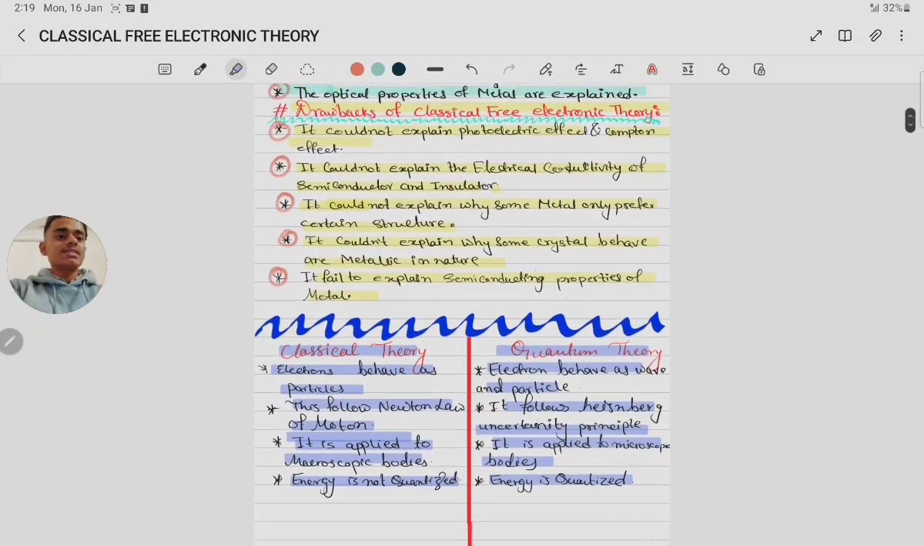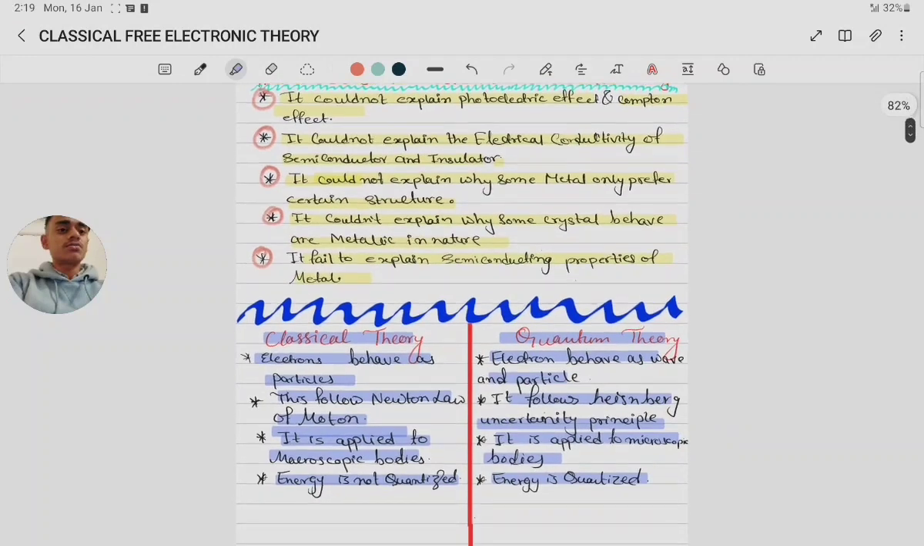Okay, these notes are totally exam based, so you can learn from this. These are very short notes.